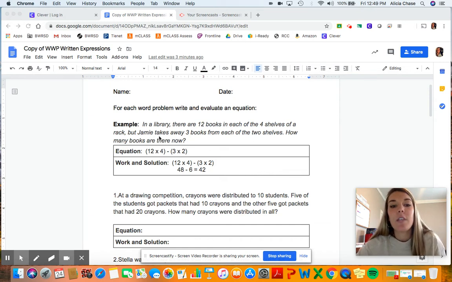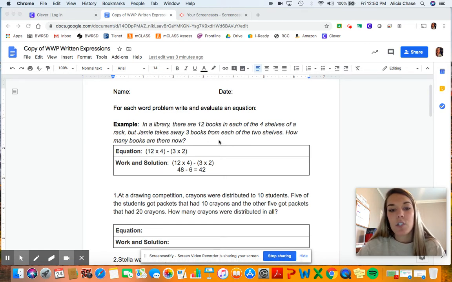So let's read over the example. In a library, there are 12 books in each shelf of the 4 shelves of a rack. But Jamie takes away 3 books from each of the 2 shelves. How many books are there now?